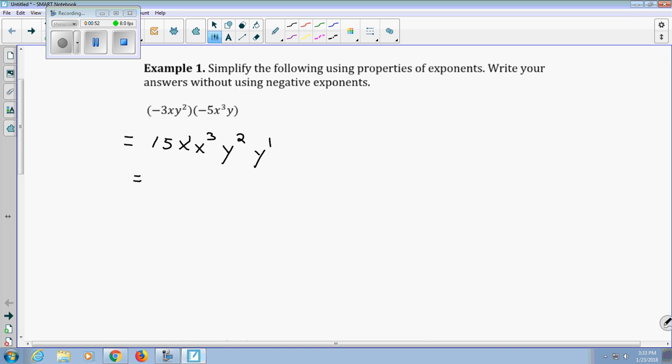So the 15 will stay as is, but we have x to the first times x cubed. So we have 3 x's in one of them and then 1 in the other. So we can just sum those two exponents. We're saying we have 4 x's being multiplied together. And for the next one here, y squared times y to the first, well, that's a total of 3 y's left over. So it's 2 y's followed by 1 more. And this is our simplified answer, as there are no negative exponents.